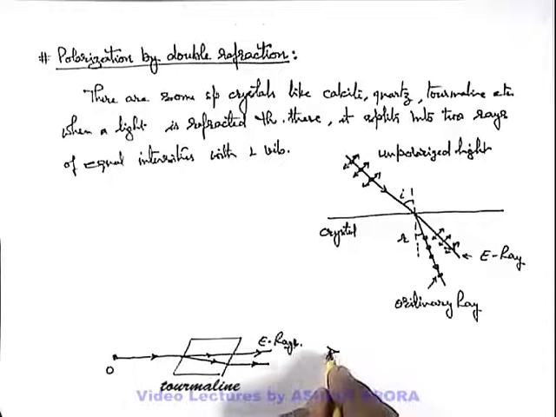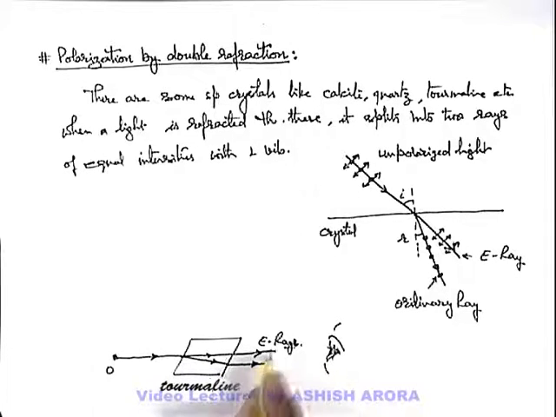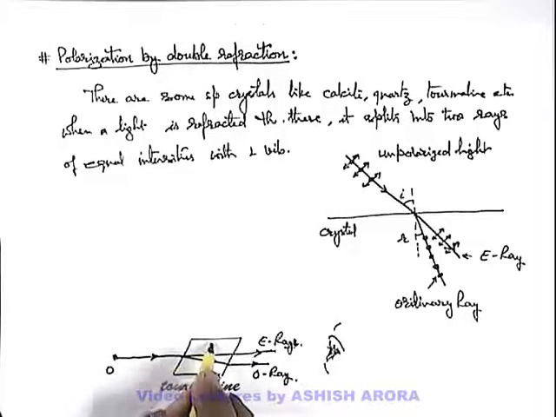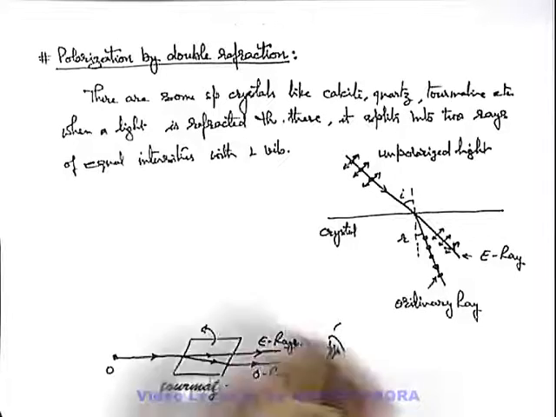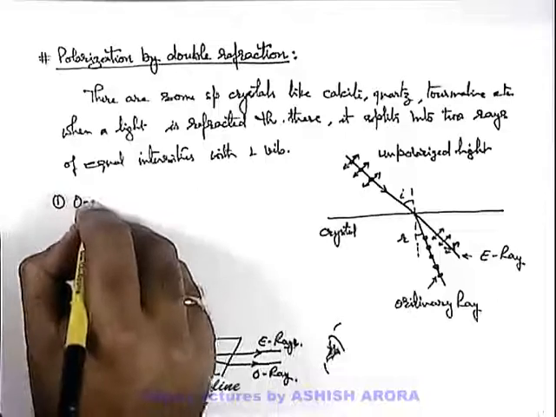So if on the other side an observer is looking onto this crystal, then this observer will be able to see two images of this object corresponding to E ray and O ray. And when the crystal is rotated, then observer will see one image of object fixed which is corresponding to E ray, and the image of object corresponding to O ray will rotate about the first image. This is the way how we can explain why two images are seen and one image rotates in the surrounding of the other.